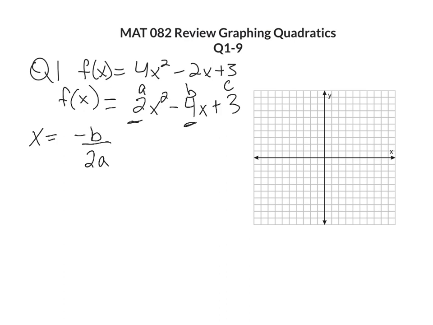So I'm going to plug in the numbers. We have negative b. Well, b is already negative 4. So when you have a negative times a negative, that's going to end up being a positive 4, over 2a, and a is 2. So we end up with 2 times 2 there, which would give us 4, and 4 divided by 4 is 1. So our axis of symmetry is at x equals 1. That means I'm going to have a vertical line at x equals 1.